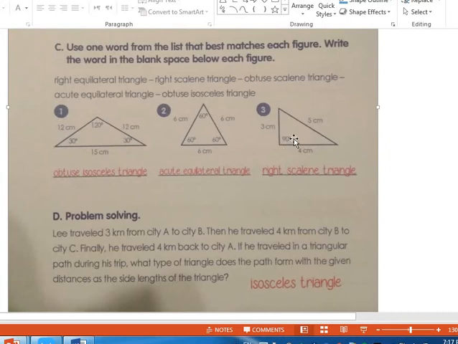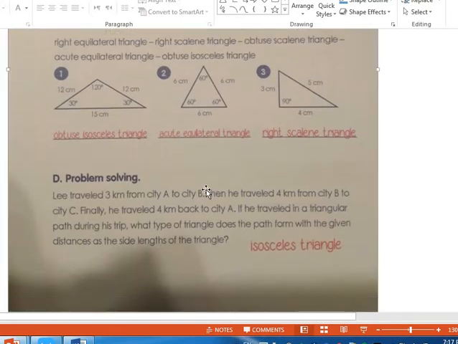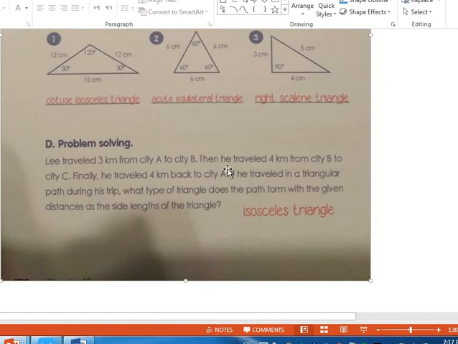And I have here what? All the sides are different in what, miss? In length. So it's called scalene. Scalene, so it's a right scalene triangle, right? Let's do it. Problem solving.